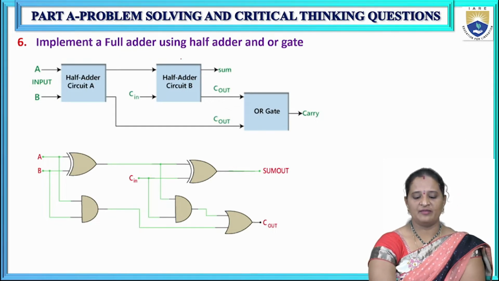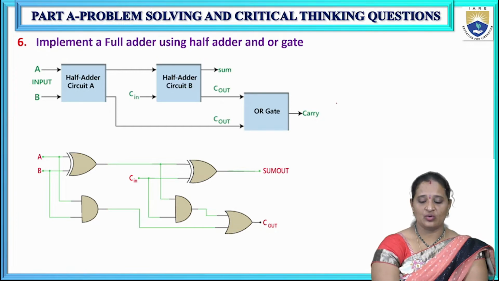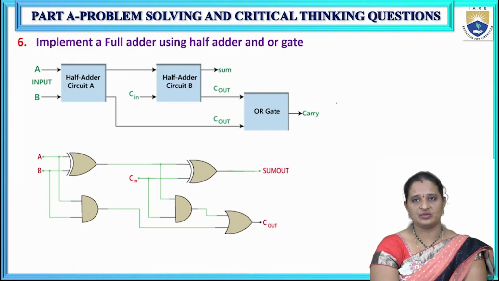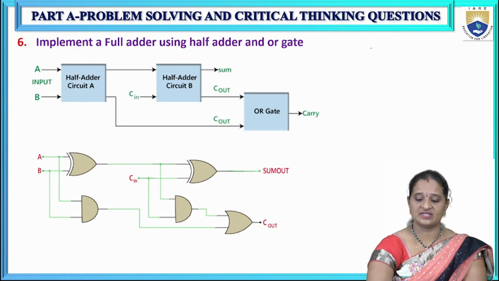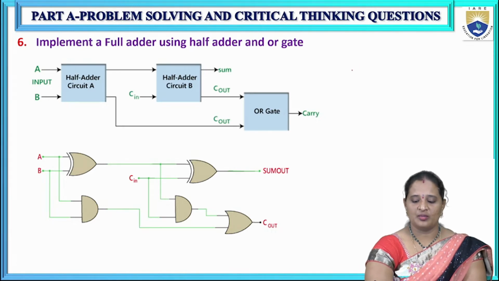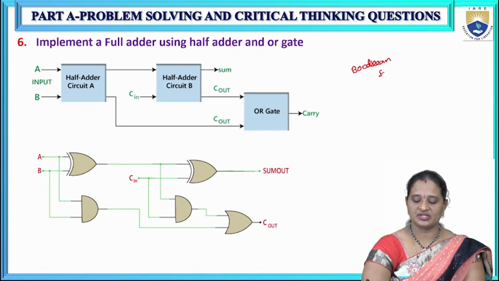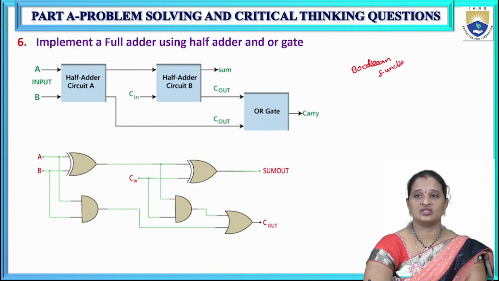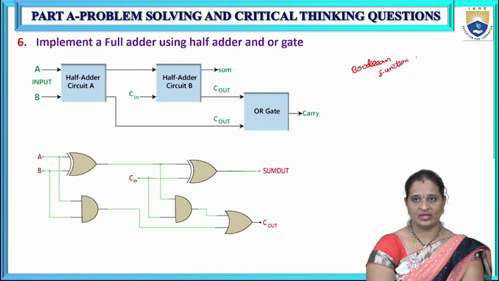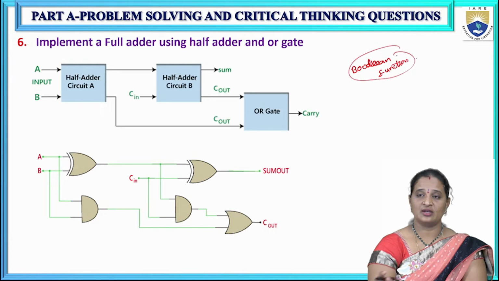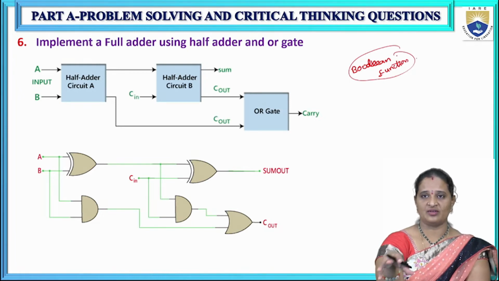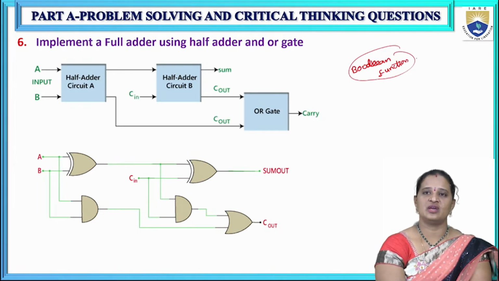So next, implement full adder using half adder and 1 OR gate. So how can we implement a full adder using 2 half adders? So justify them using Boolean expressions. Okay, first how can we implement a full adder using 2 half adders? Just justify using Boolean expressions. Okay, that we have discussed in the theory class. Just go through that video lecture so that you can understand how we can justify that we can implement a full adder using half adder.